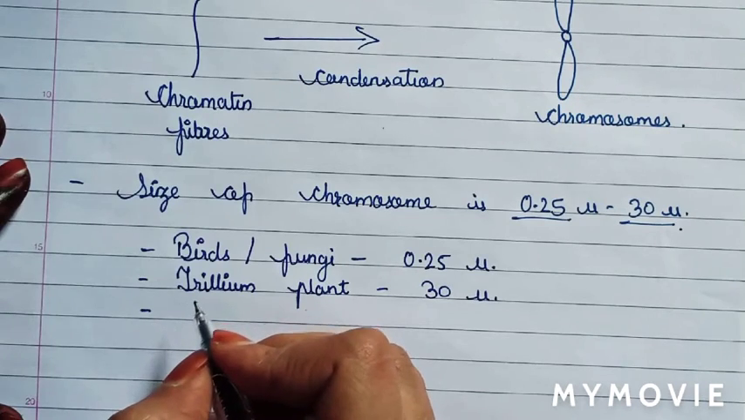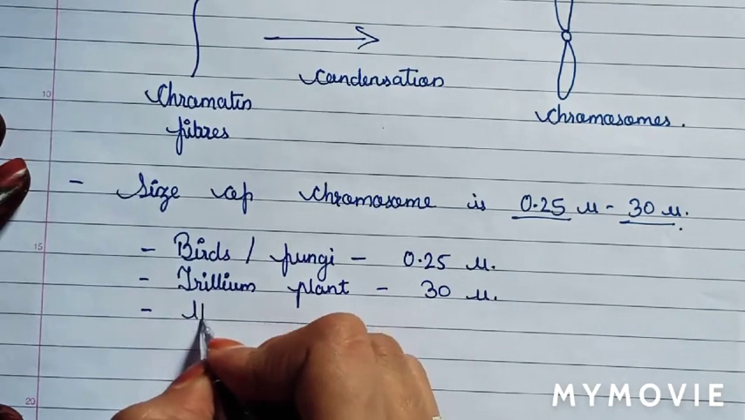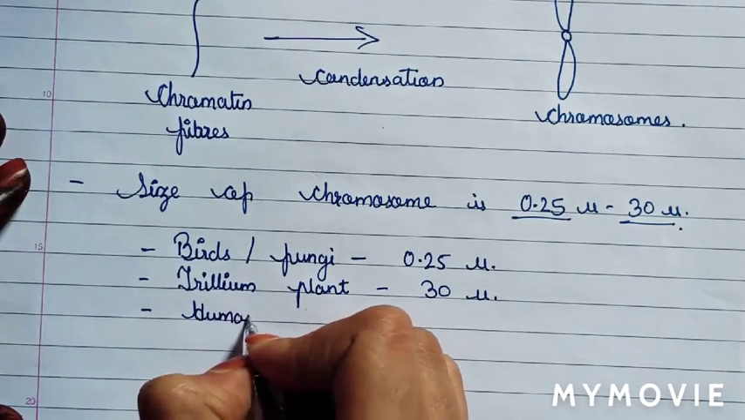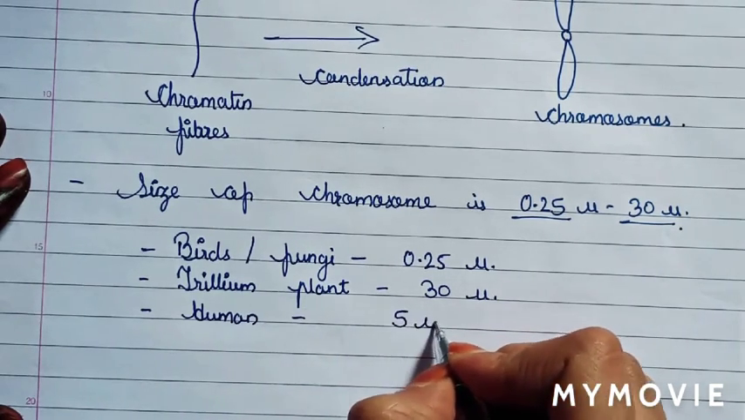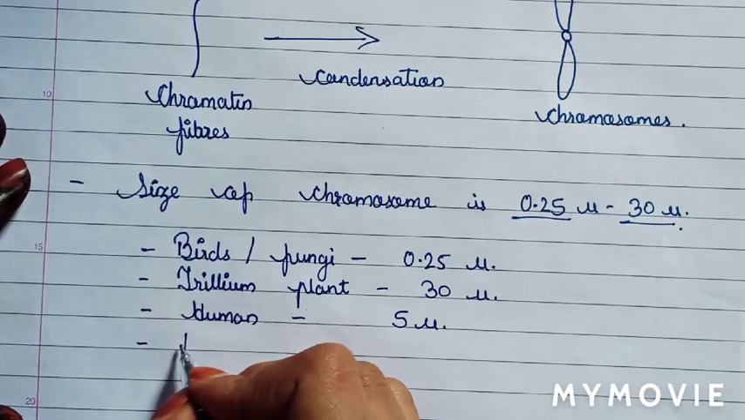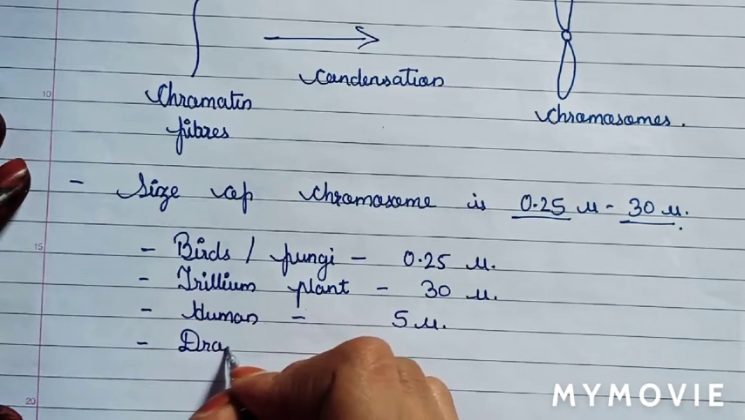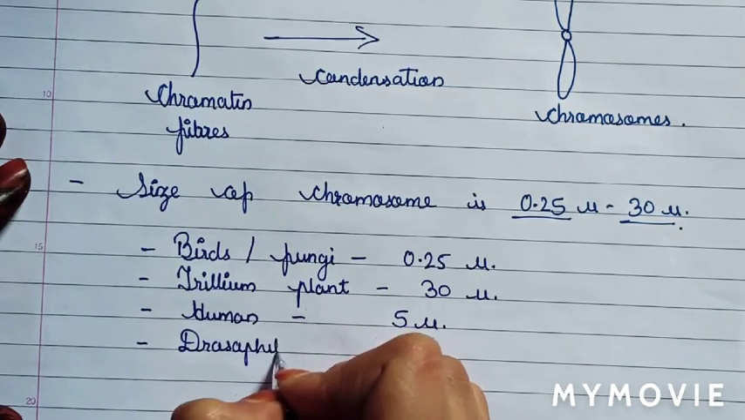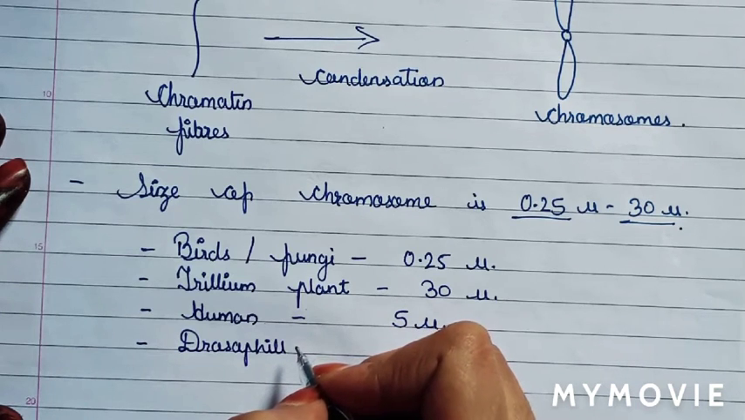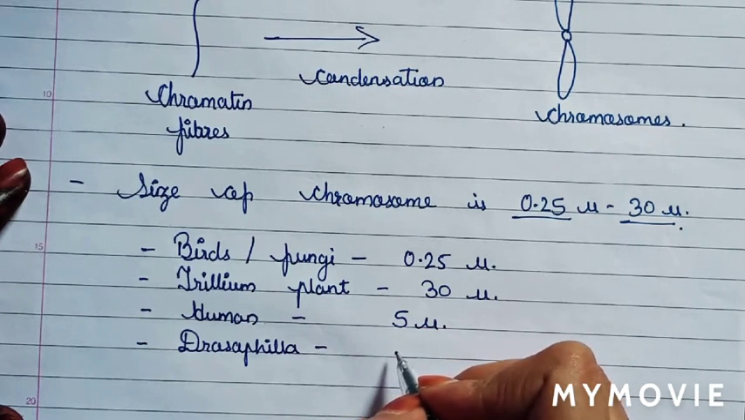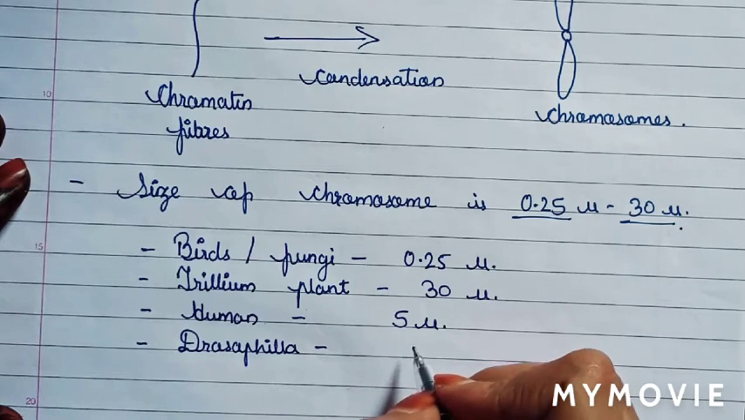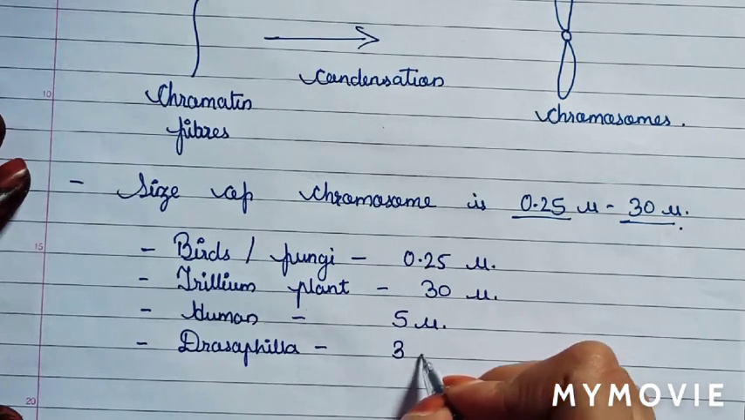So now we will talk about the human. In human the size of the chromosome is 5 micro, and if we see Drosophila, we can also call it a fruit fly. Drosophila is a fruit fly. The chromosome size in a Drosophila or fruit fly is 3 micro.